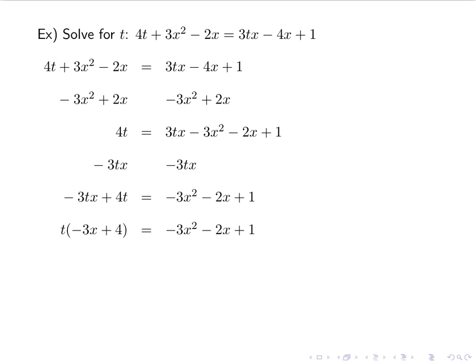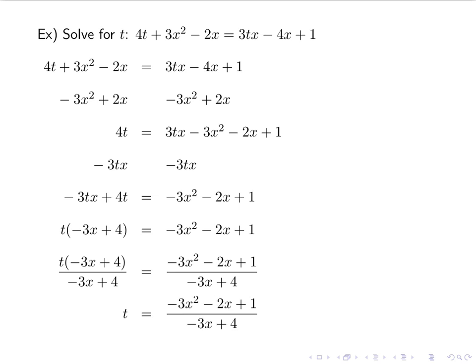So again, we put everything with a t on one side for the fact that we can then take it out. So now we have t times something. That something happens to be a binomial, but that's fine. We're still done with the addition principle, and we move on to the multiplication principle. So we divide both sides by what t is being multiplied. So again, in this case, negative 3x plus 4. So we get the t is this guy, negative 3x squared minus 2x plus 1, all over negative 3x plus 4. The next step is optional.